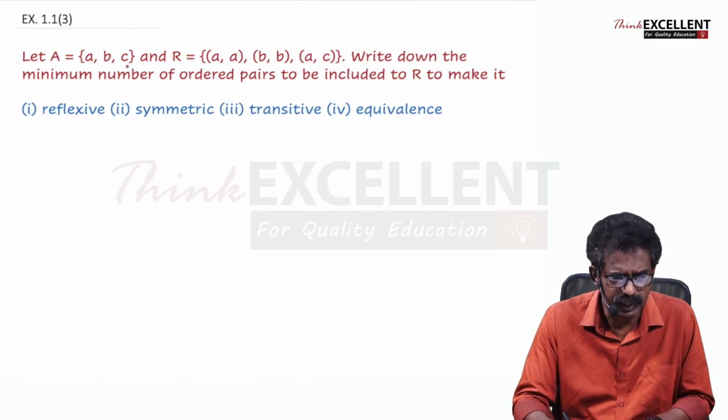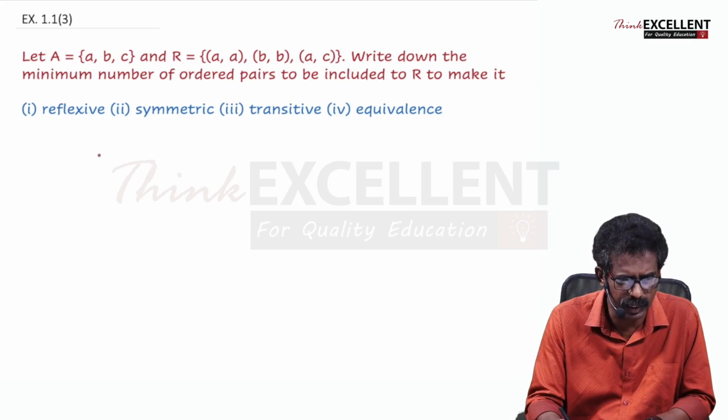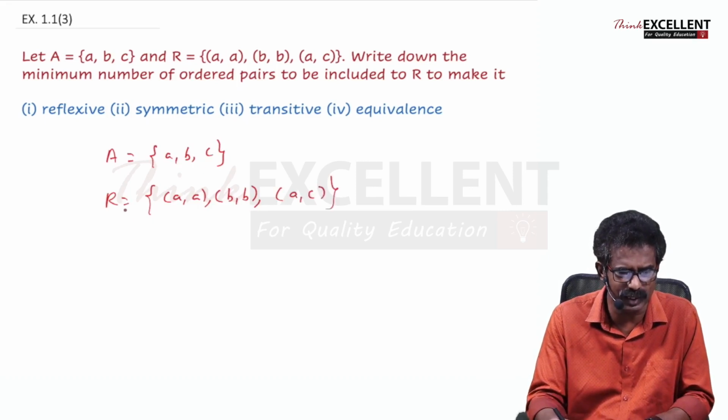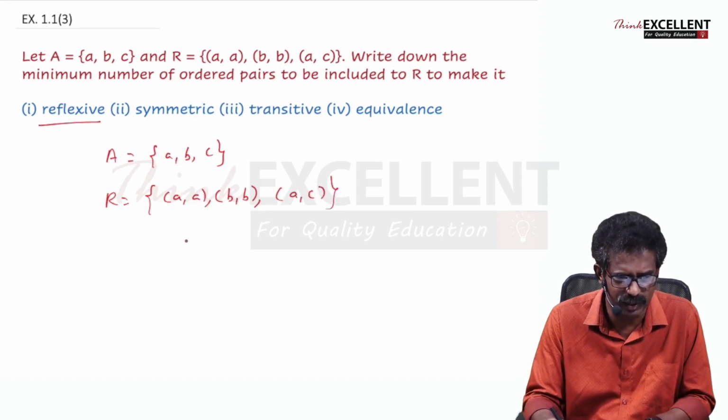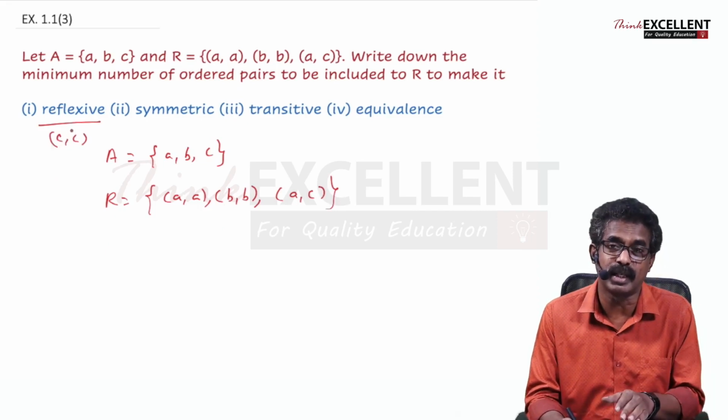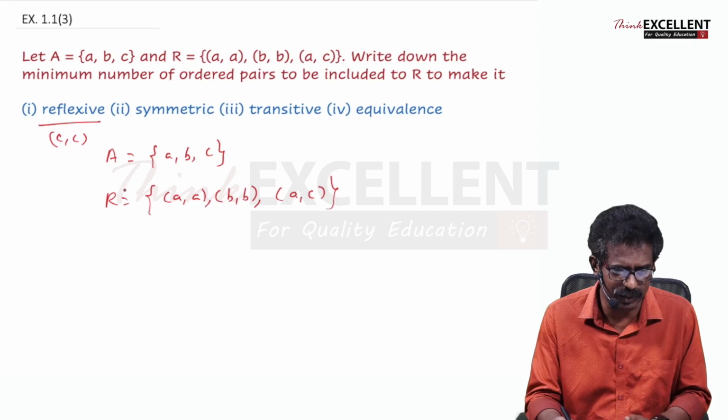A is the set ABC and R equals A comma A, B comma B, A comma C. So A is a set ABC. R is a relation. A comma A is there. B comma B is there, but C comma C is not there. A comma C only there, right? So now we can say it is not reflexive. Why is it not reflexive? C comma C is missing. So what should be included to make it reflexive? C comma C. No D here, okay?